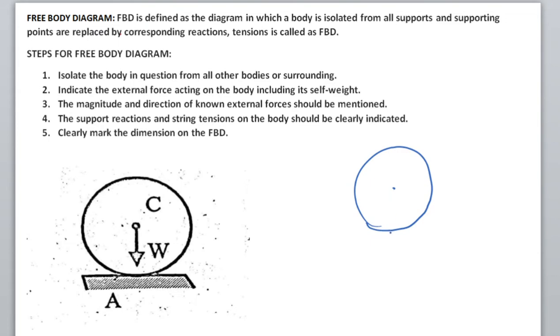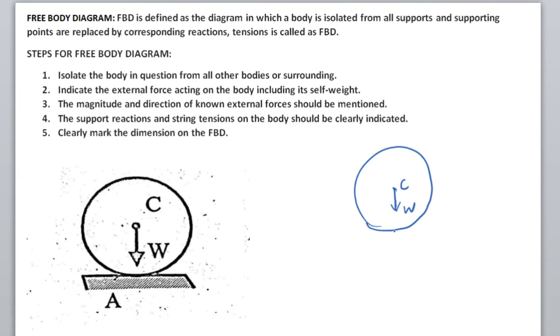As other bodies are not present, only supports are there. Indicate the external force. No external force is acting on the body, only self weight which is always vertically downward. It's already shown in the figure. Then magnitude and direction. Magnitude I have already mentioned as W. Third, the support reactions. In this there is no string tension, only support reaction is there.